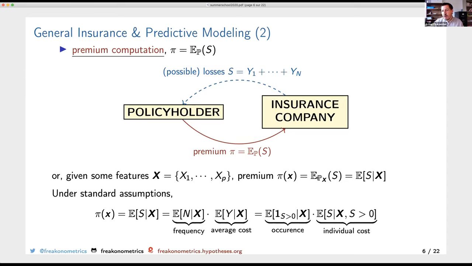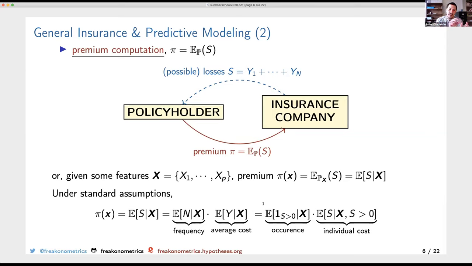And then the fair premium will be the expected value of S given the covariates, right? So this is basically what we want to compute. We want to get the expected value of S given X. What we usually do in actuarial science is to say, okay, if we assume that the frequency and the amount of money are independent, then we can prove that actually this expected value can be the product of two.